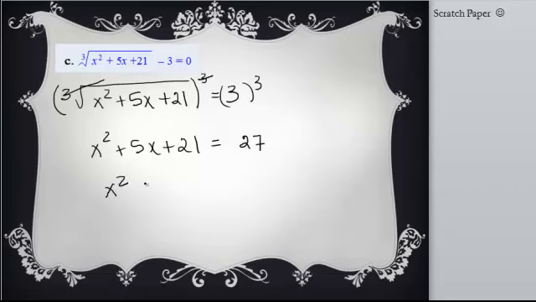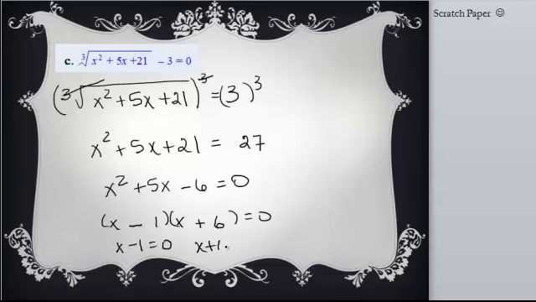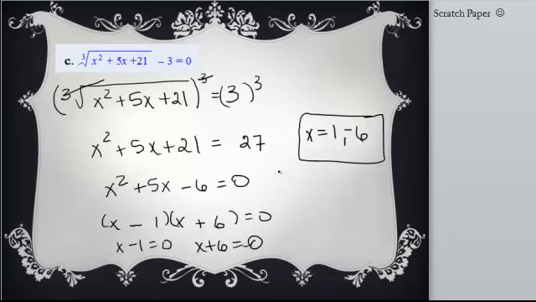So we'll end up with x squared plus 5x, and then move the 27 over, and that would give us a -6. Now this will factor. Factors of -6 that add up to 5 are 1 and 6, where the 6 is positive. Set each one of those equal to 0. And solve. So x is equal to 1, or x is equal to -6. Make sure you check those and see if they both work.